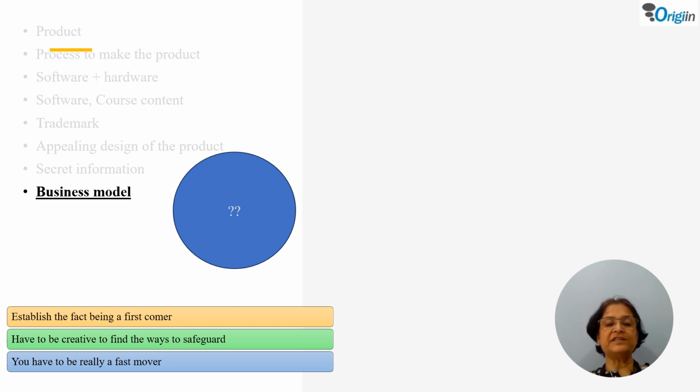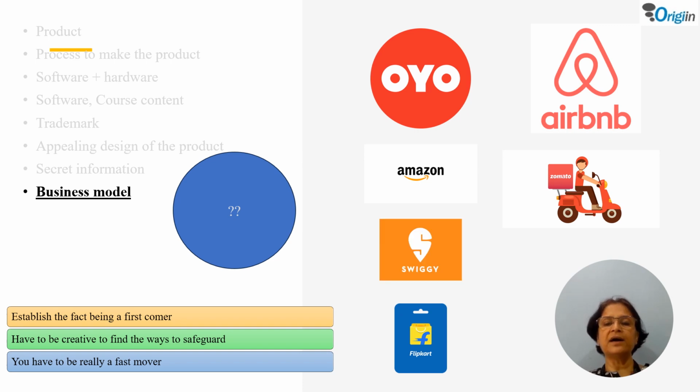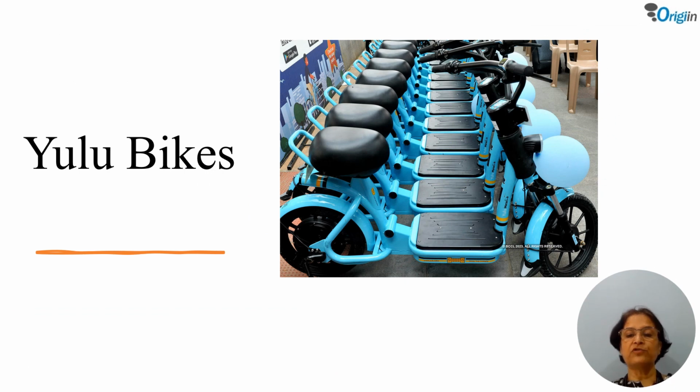You have to be creative enough to find out how to safeguard your business model. Okay, so here you can have guidelines, you can have policies, you can have contracts, but you have to have your ways to maintain privacy, or ways to maintain the integrity of the business model properly. And you have to be a fast mover in the market, like the Amazon e-commerce business model. Then you have Airbnb, Oyo. They are very similar to each other, if you really ask me. Swiggy, Zomato. But you have to move fast.